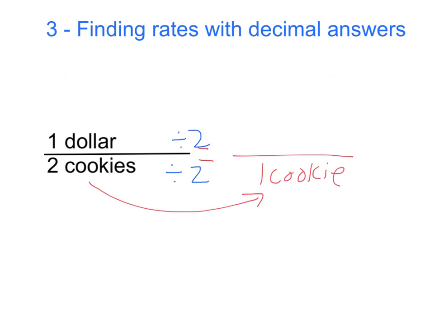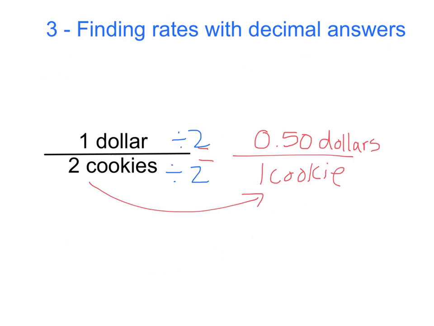Now, if we have $1 and we divide it in half, we know that if you split it up into quarters, half of a dollar would be 50 cents. So even though we have a unit rate with a decimal, that's okay, because all that says is that each 1 cookie costs half of a dollar, or 50 cents. So it's okay sometimes to have a decimal answer in our unit rates.